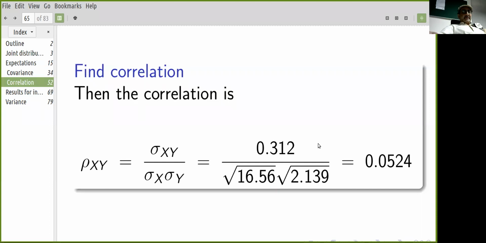x, so we take the square root of that for the standard deviation, and we found that the variance of y was 2.139, so we take the square root of that to find the standard deviation of y, and we get 0.0524.